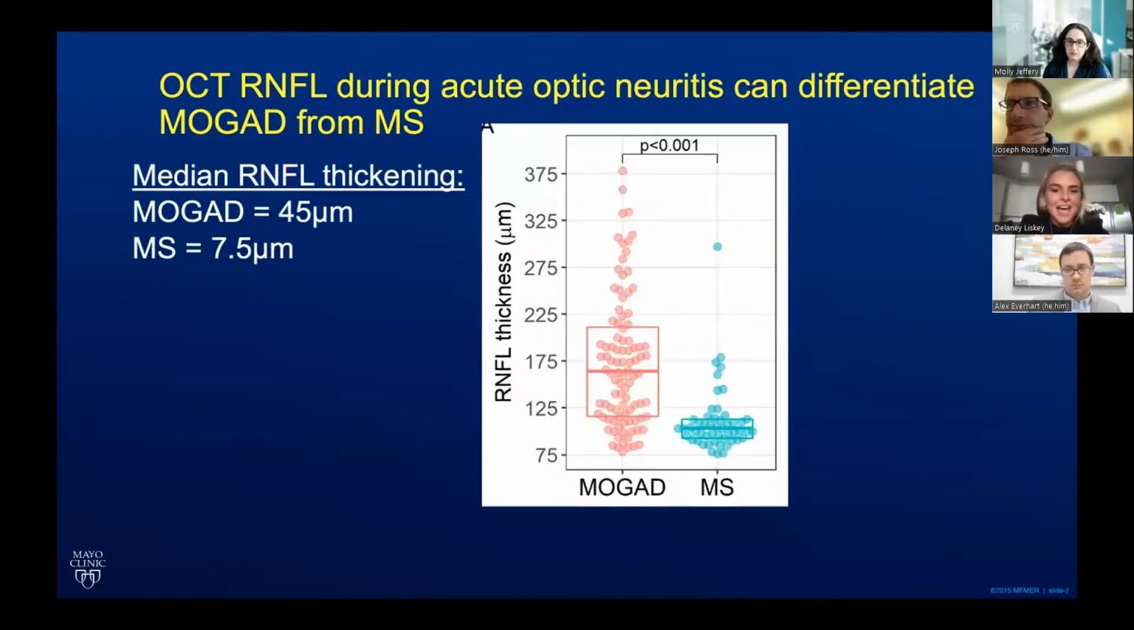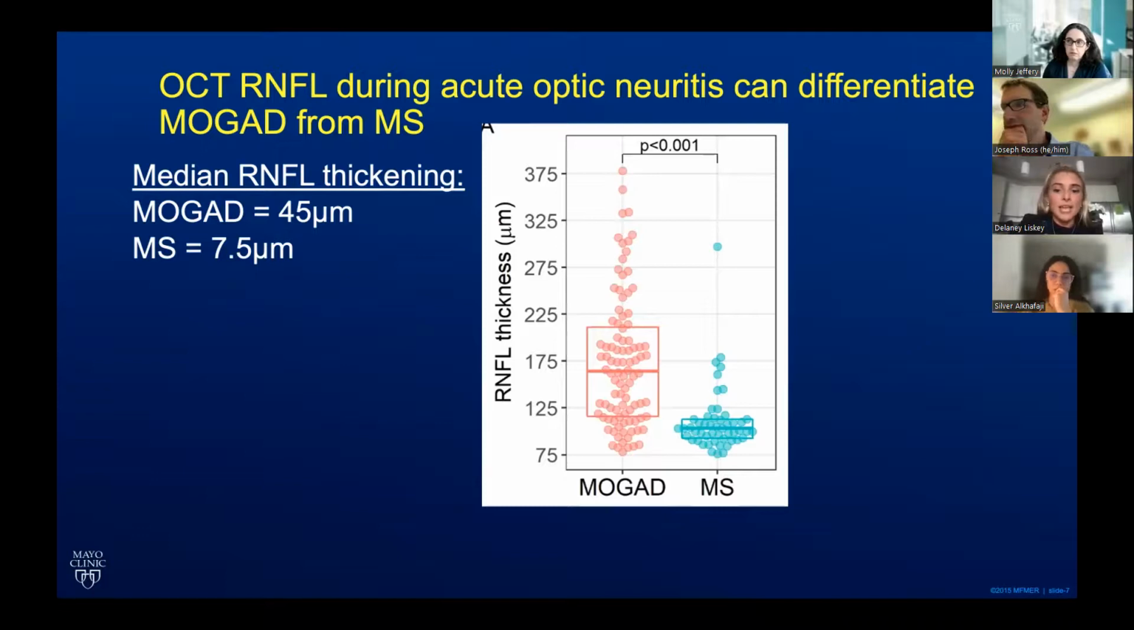After analyzing about 150 inflamed optic nerves, we determined that patients with MOGAD experienced approximately 45 microns of swelling during an initial optic neuritis attack. However, in patients with MS, optic nerves only swelled an average of 7.5 microns during their initial attack.